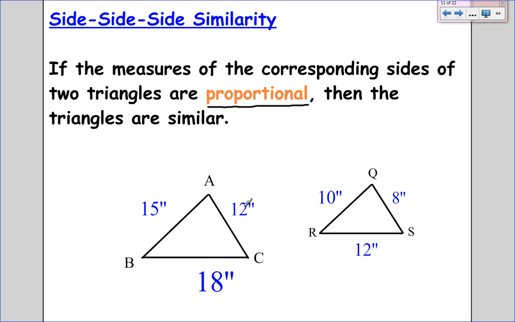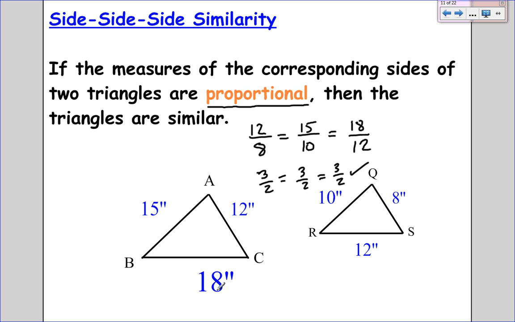So the smallest side here is 12 over 8. We have to check to see if it's equal to 15 over 10, the middle side, and we have to check to see if that's equal to 18 over 12. Well, 12 over 8 becomes 4 over 3 when you reduce it. Nope, I'm sorry, that's not true. It becomes 3 over 2. 15 over 10 becomes 3 over 2. And 18 over 12 becomes 3 over 2. So these sides are all proportional.